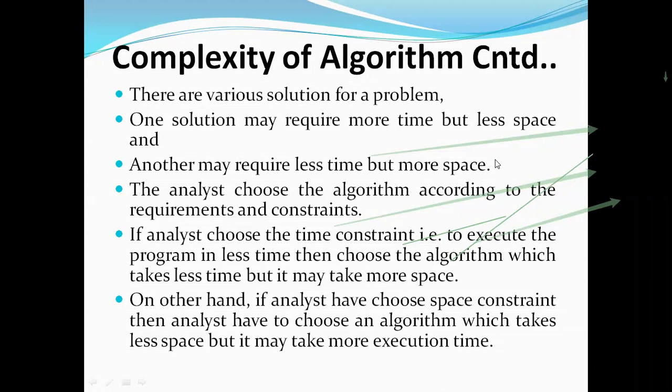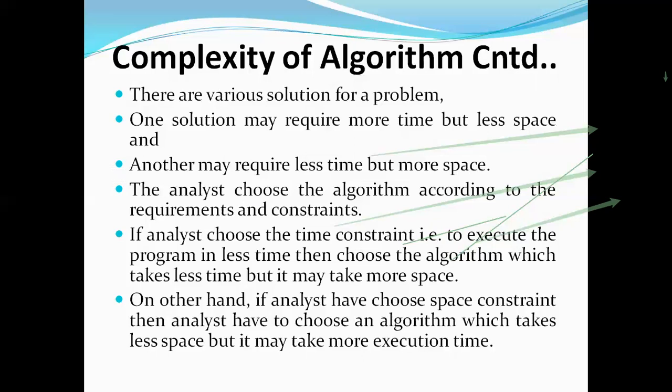You give priority to time or you give priority to space. So if you give priority to time, then you choose the second one, less time more space. If you give priority to space, then you choose the first one, that is more time but less space. The analyst chooses the algorithm according to requirement and constraint. So the analyst chooses the algorithm according to your priority.